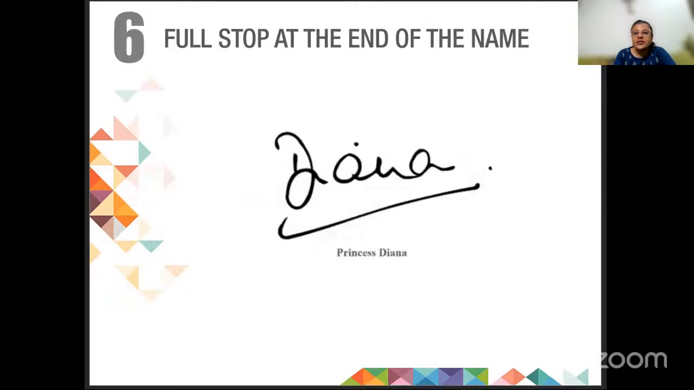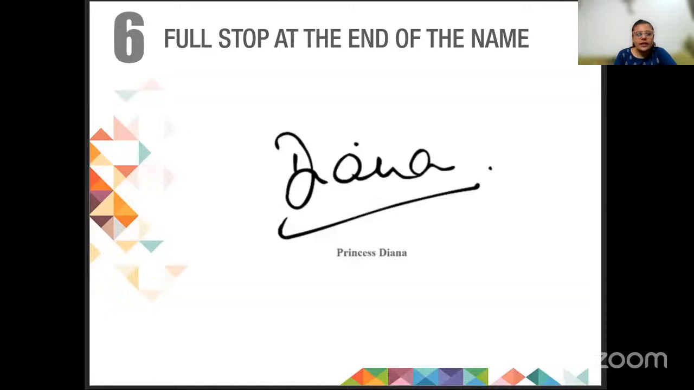Now the next is full stop at the end of the name. This is the signature of Princess Diana. We all know about her. She was a fashionable person and also had an attractive personality. As you can see, the dot is not properly put, and the letter N is also missing. Can you see?